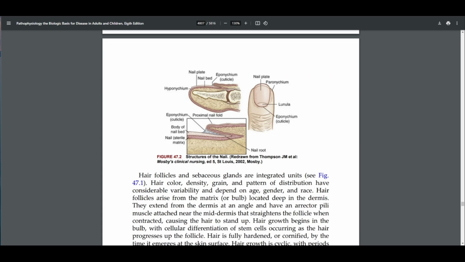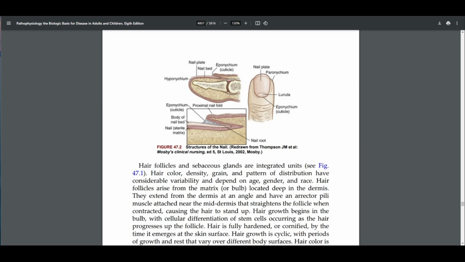So again, good spot to hit that pause button, and you can read over what the structures of the nail are. Hair follicles and sebaceous glands are integrated units.